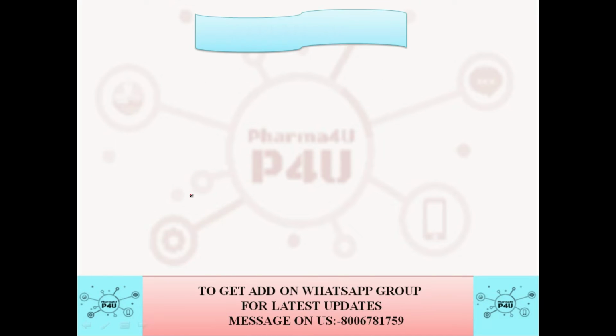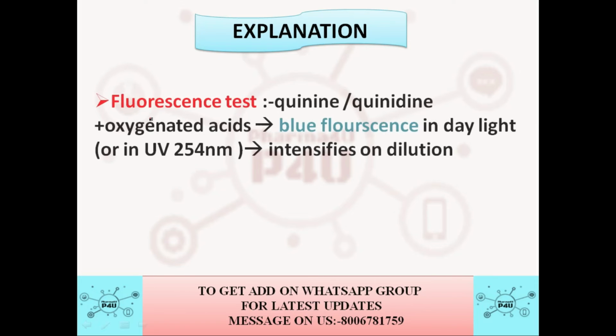Next is the fluorescence test. What is the fluorescence test? It is used for quinine or quinidine. In this test, if we take quinine plus oxygenated acid, then blue fluorescence is seen in daylight and in UV at 254 nanometer lambda max, and it intensifies on dilution.